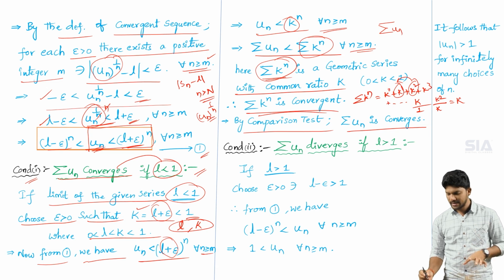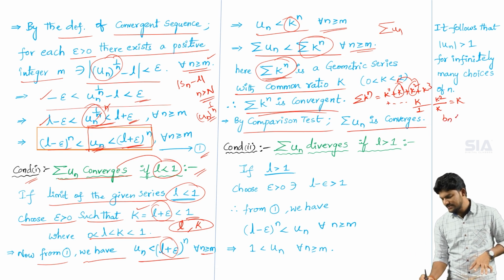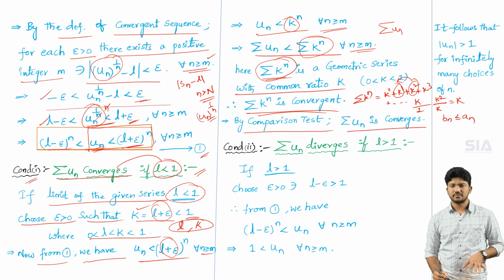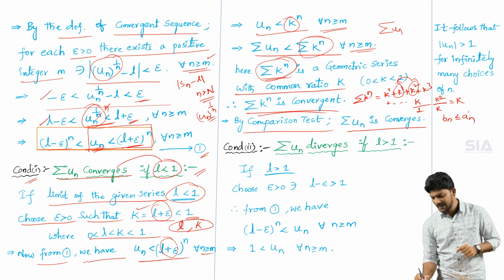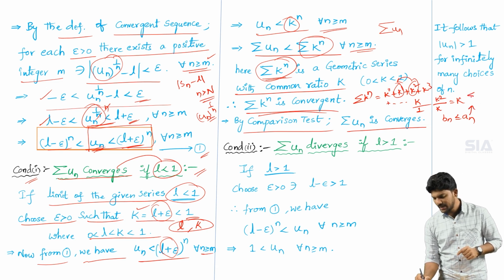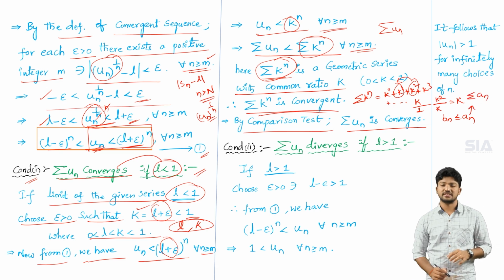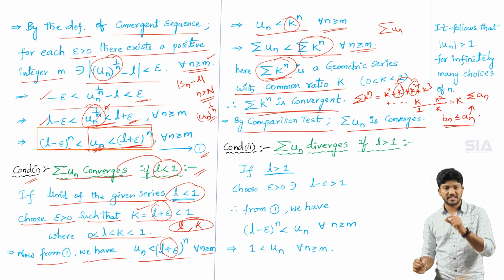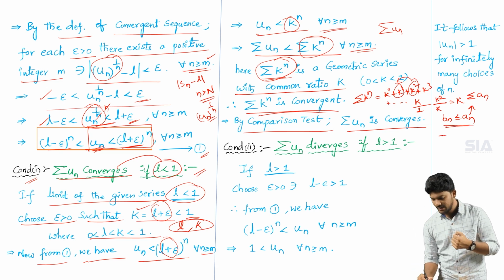Why? Because in the comparison test, b suffix n less than or equal to a suffix n. That is the first condition. We have already said that the series summation a suffix n is convergent. And the condition is b suffix n less than or equal to a suffix n. Whenever this condition is possible, we can clearly say that summation b suffix n also converges.